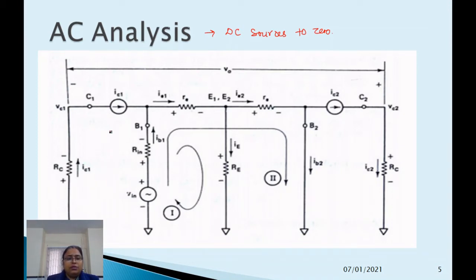So all the resistances are there. The current sources are also shown in the AC analysis, that is IC1 and IC2, along with the common emitter terminals, E1 and E2. The E1 current is flowing. This RE is the equivalent of transistor Q1, and this RE is the equivalent of transistor Q2.